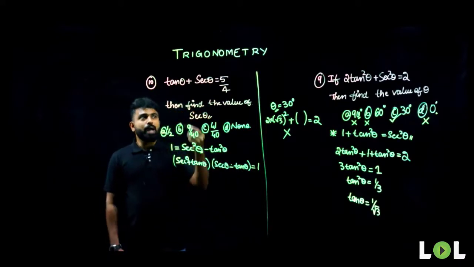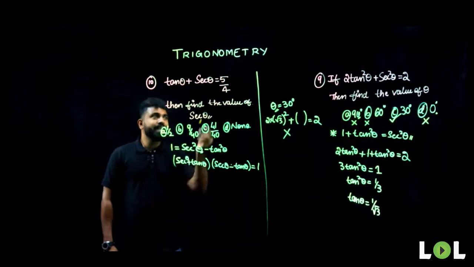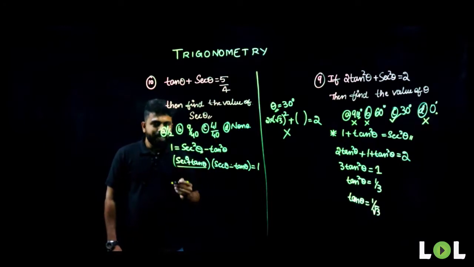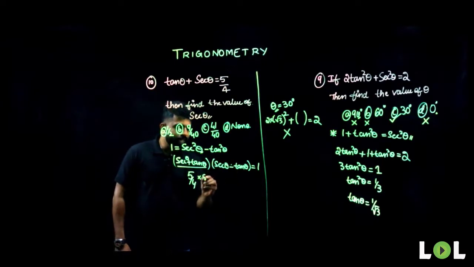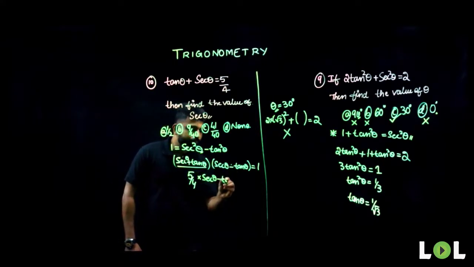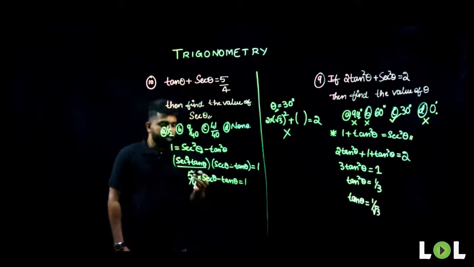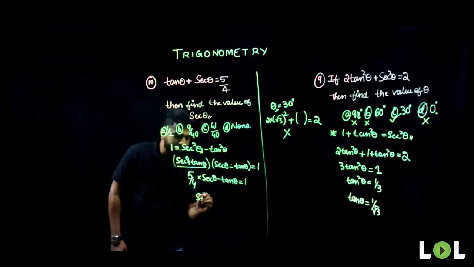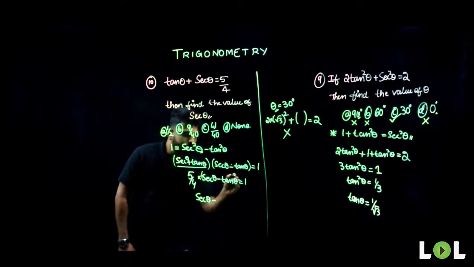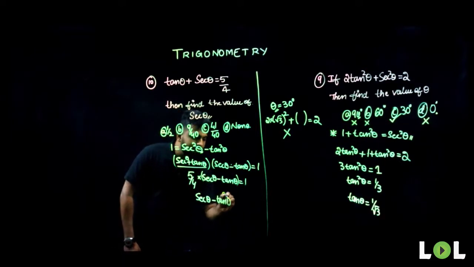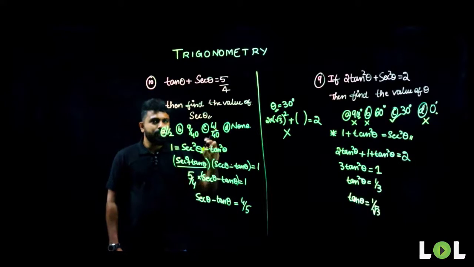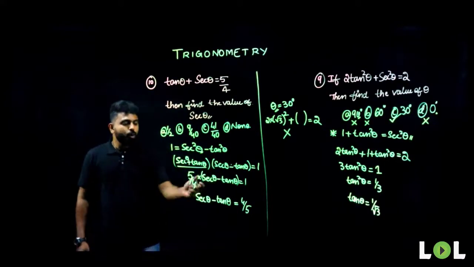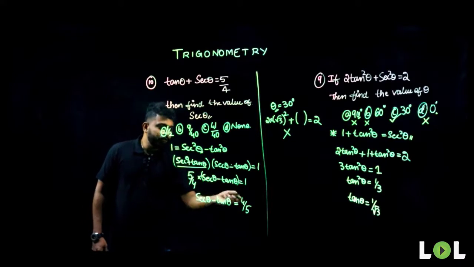So now, from the question, I know that tan theta plus secant theta is equal to 5 by 4. So the value of this entire thing will be 5 by 4 into secant theta minus tan theta will be equal to 1. Now if I take this to the other side, what will I be left with? Secant theta minus tan theta, that will be equal to 4 by 5. If it's 5 by 4 going on to the other side, it will become the reciprocal of itself. So now I have got secant theta minus tan theta is equal to 4 by 5.